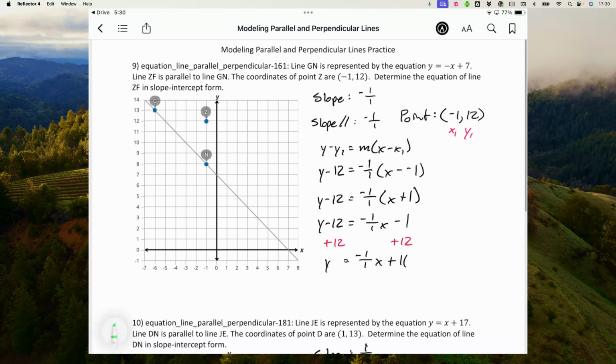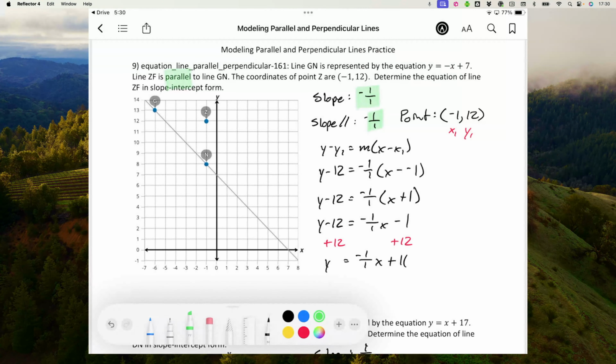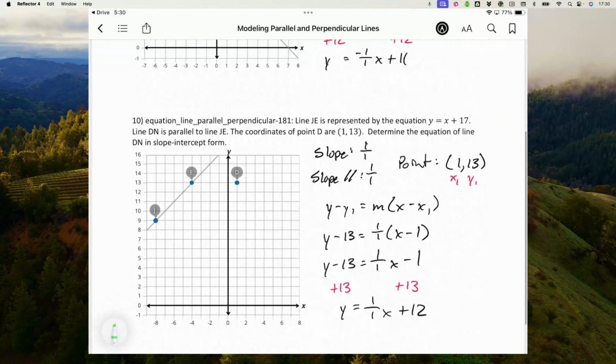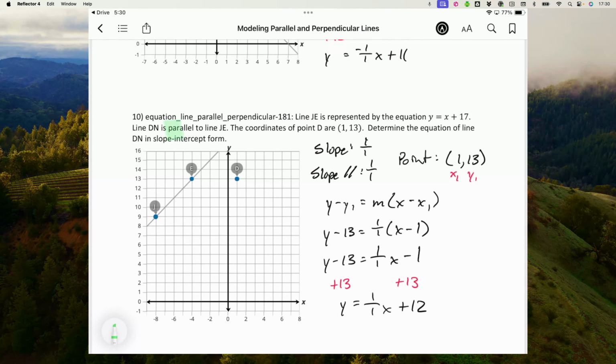Here we've got parallel. Slopes are going to be identical. And last we have parallel again. So the slopes here are identical.